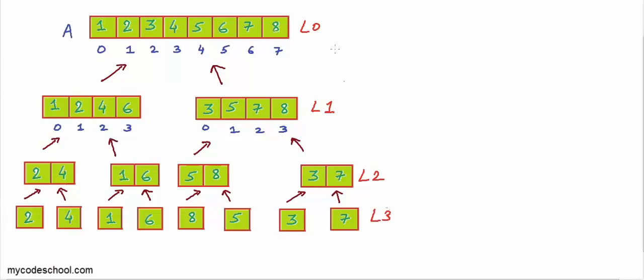For an array of size n, what will be the maximum number of levels? At level 0 you have a list with n elements, and then you go to 2 lists with n by 2 elements each, and then you go to n by 4 elements each, and you go on like this till you reach sublists with 1 element each.